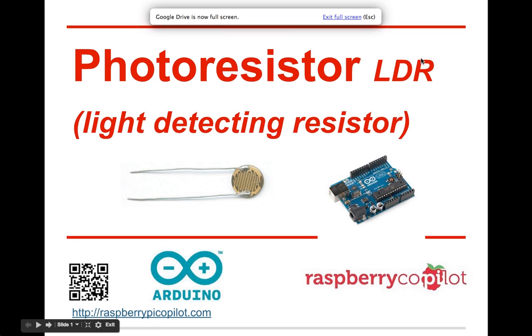So, photoresistors, or light detecting resistors, or LDRs for short. Some people call them photoresistors. They're also referred to as LDRs. And they are analog sensors, which you can use in a bunch of robotics and Arduino platforms and things like that.